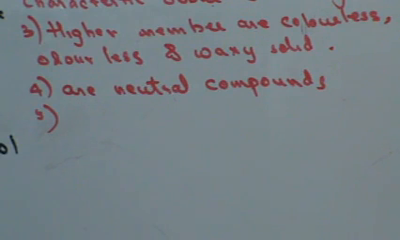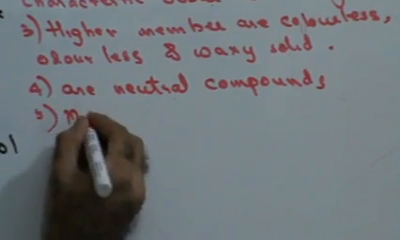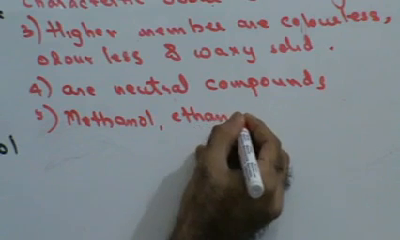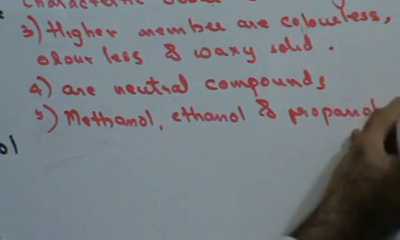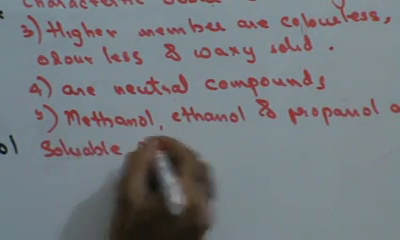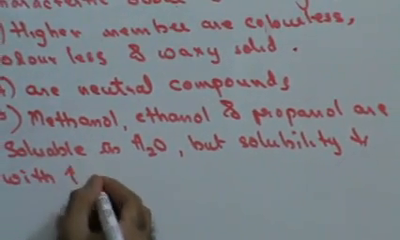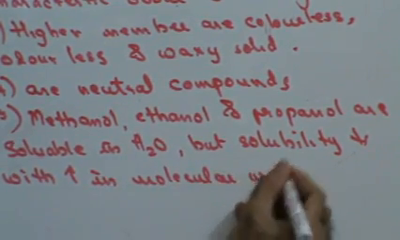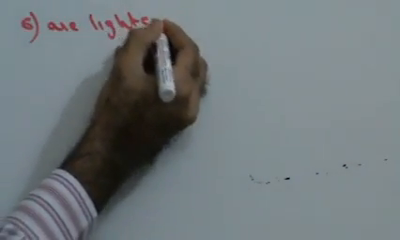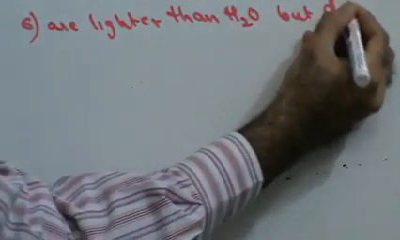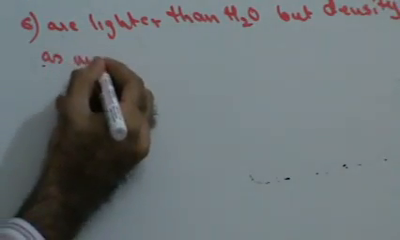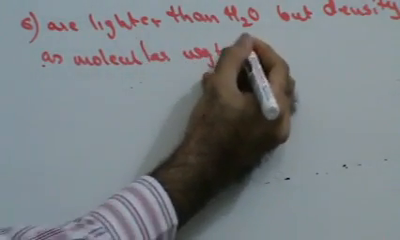Right? Ethyl alcohol and propyl alcohol are soluble in water, but the solubility decreases as the molecular weight increases. Then alcohols are lighter than water, but their density increases as the molecular weight increases. Fine.